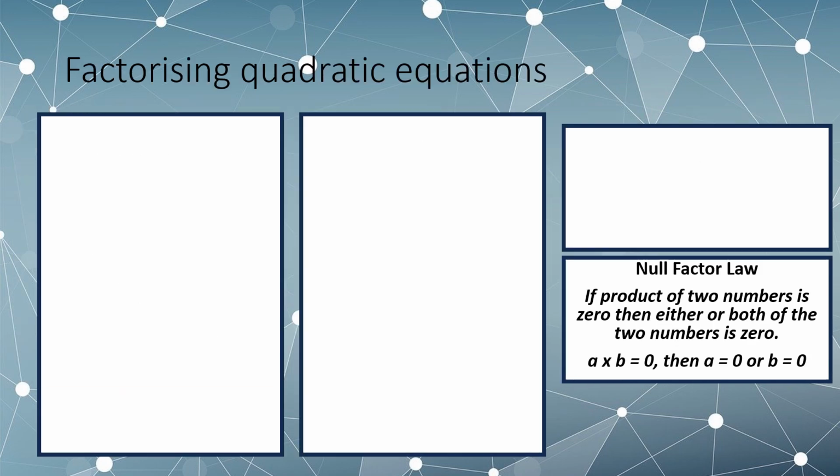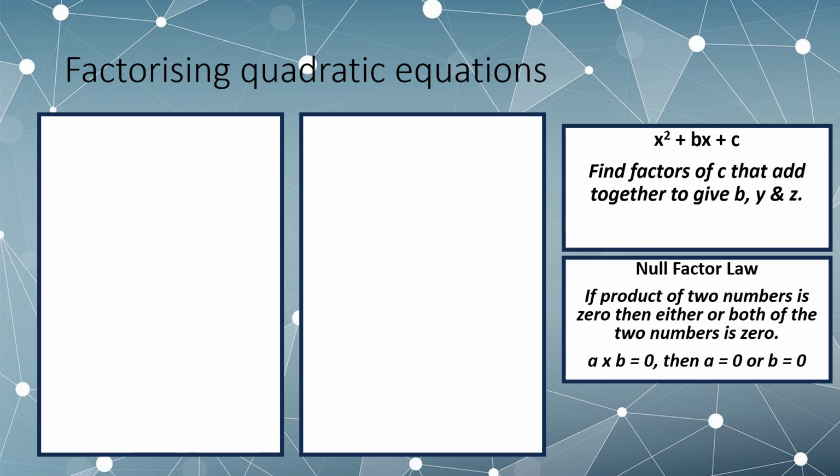As was mentioned at the start of the video, the standard form of a quadratic is x squared plus bx plus c. To factorize quadratic equations, you need to find factors of c that add together to give b, and we'll call these factors y and z. So in this case, we would have x squared plus, in brackets, y plus z x plus yz equals x plus y multiplied by x plus z. Now I know this can sound confusing, but hopefully it'll make sense after we go through a few examples.